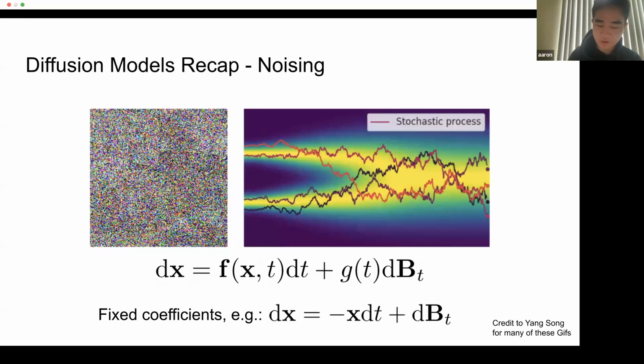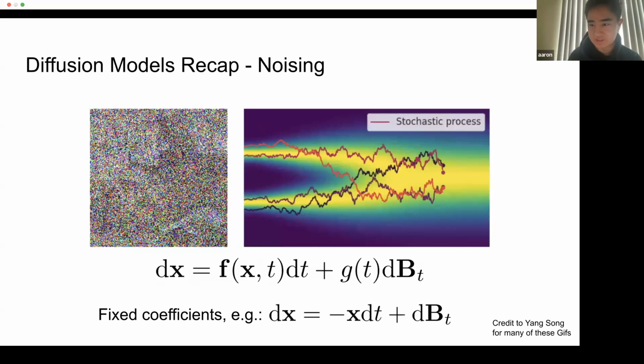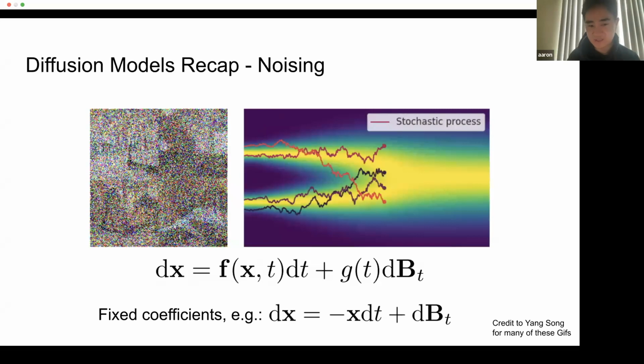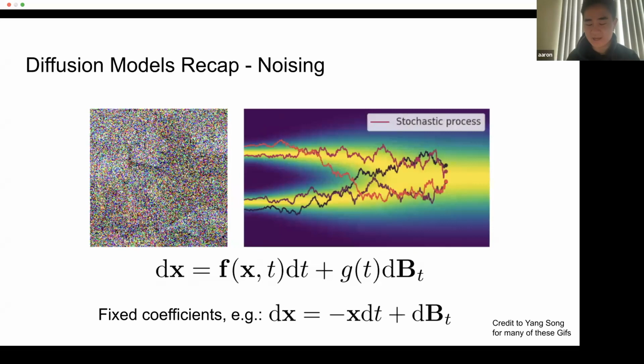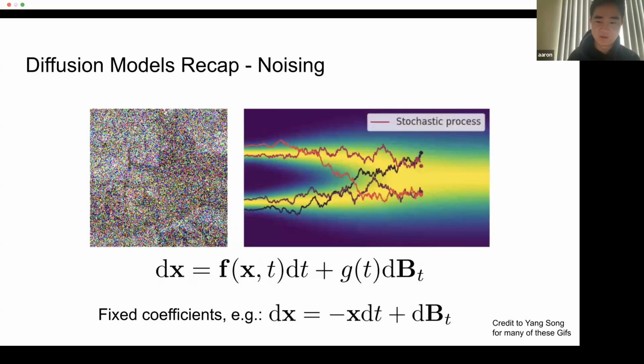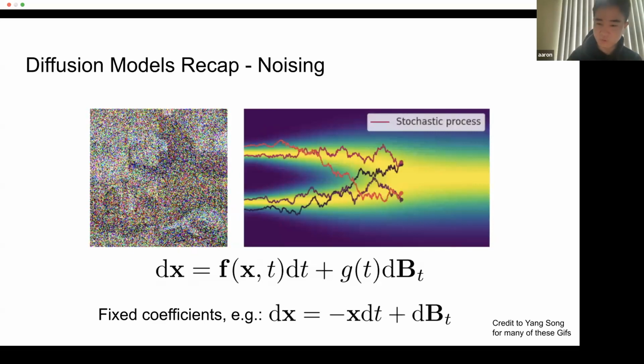It can be something like this OU process given below, where f is negative x and g is a single 1. And this allows you to control the effects of the stochastic differential equation. And as we'll see, another important aspect is that you can control the transition probabilities, which will be useful for score matching.